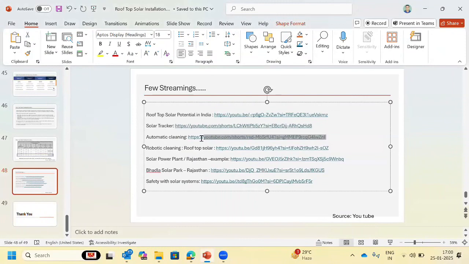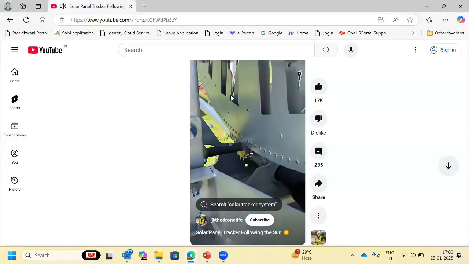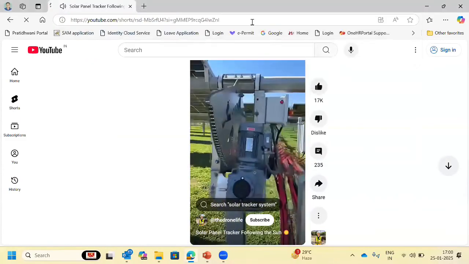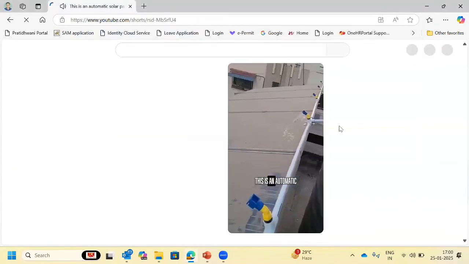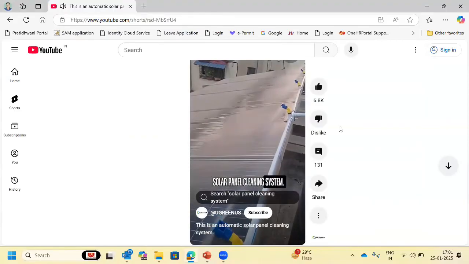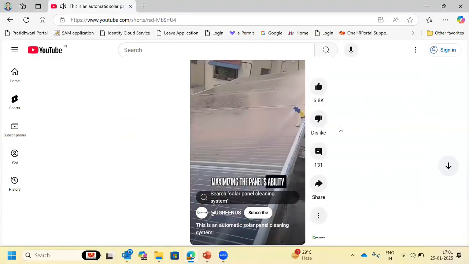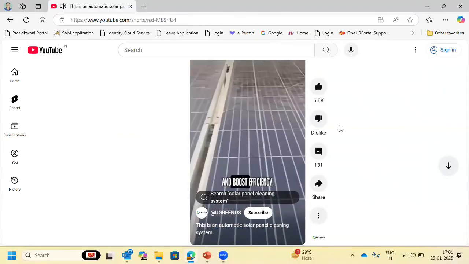Automatic cleaning. This is an automatic solar panel cleaning system. Dust and dirt are effortlessly swept away, maximizing the panel's ability to soak up solar energy and boost efficiency.